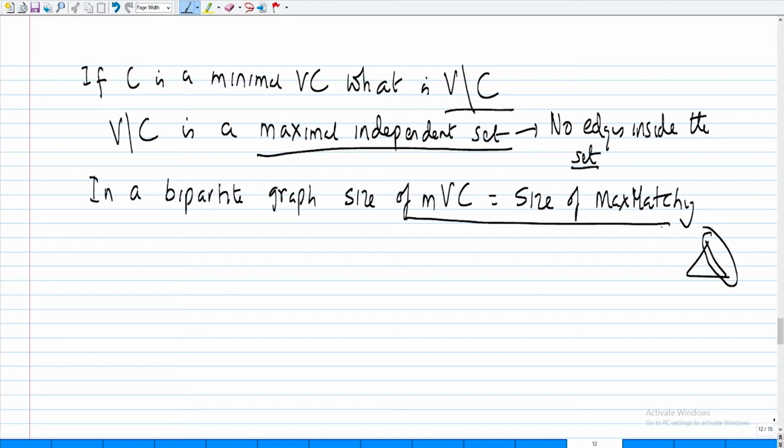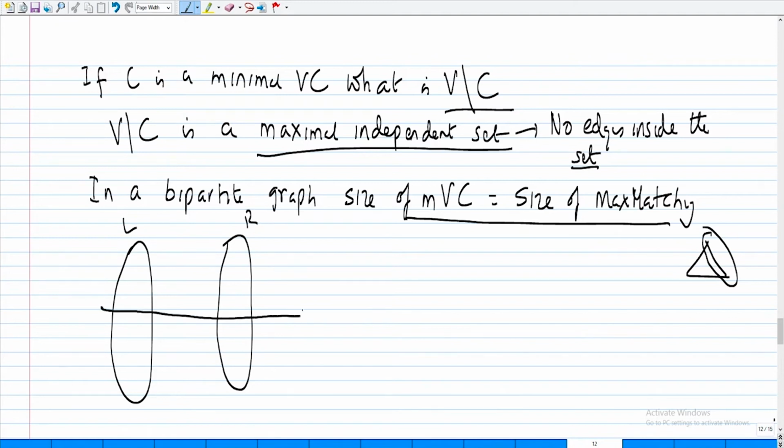Okay. So now let's do a very interesting proof of this. Let's take this bipartite graph. Again, this is left and this is right. You have a cover. Let us assume these vertices are in the cover here and these vertices are in the cover here. Fine. Now what am I going to show? I am going to show that claim.